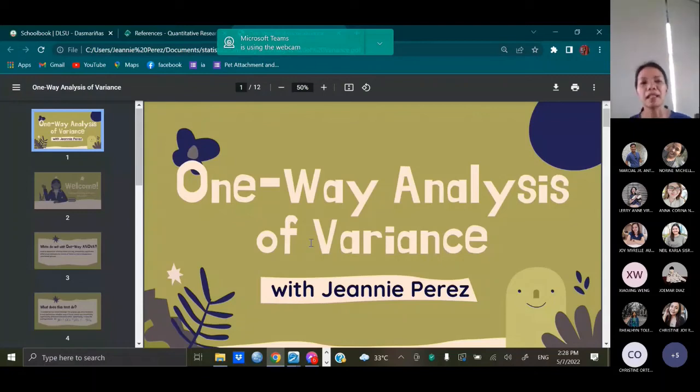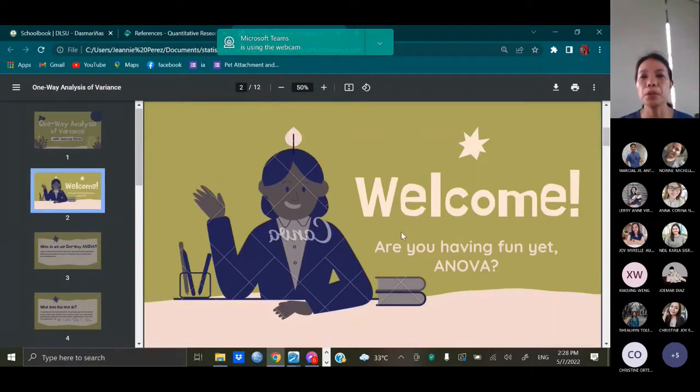One-way analysis of variance, okay? So the one-way analysis of variance is a statistical test, an inferential statistic that is also used to compare. It is actually an extension of the t-test, only that the t-test is used to compare two group means. You're comparing the mean scores of two groups.